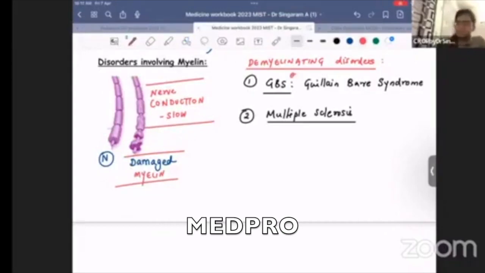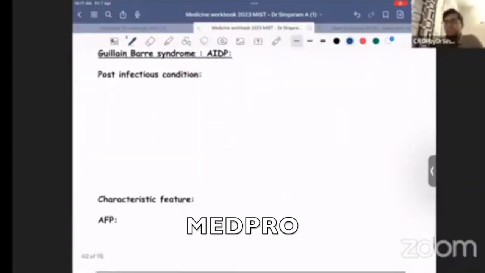The first thing I want you to remember is that Guillain-Barré syndrome is more of an acute condition, and multiple sclerosis is a recurrent condition, meaning it will have multiple episodes. Guillain-Barré syndrome usually has only one episode, with an acute presentation, whereas multiple sclerosis is over a long period of time and will have recurrent episodes. That's what you need to remember. Let us get started first with Guillain-Barré syndrome.